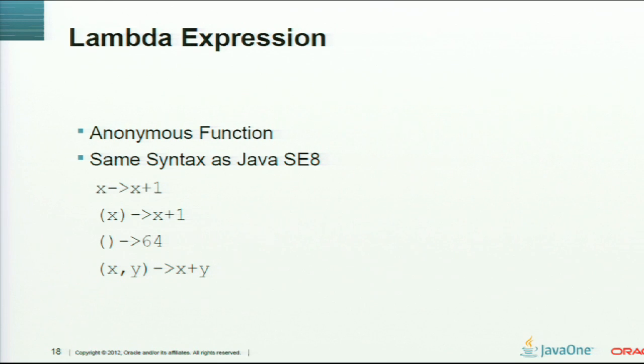The parenthesis for the lambda parameter is optional if there is only one parameter. So, like in the first example, it is a lambda expression, and the expression body is x plus 1, and x is the parameter for the function. A lambda expression could also specify 0 parameters. In the third example, it's just a constant expression 64. If you have 2 parameters, then you do need to separate those by commas. So the last example specifies an expression with 2 parameters.